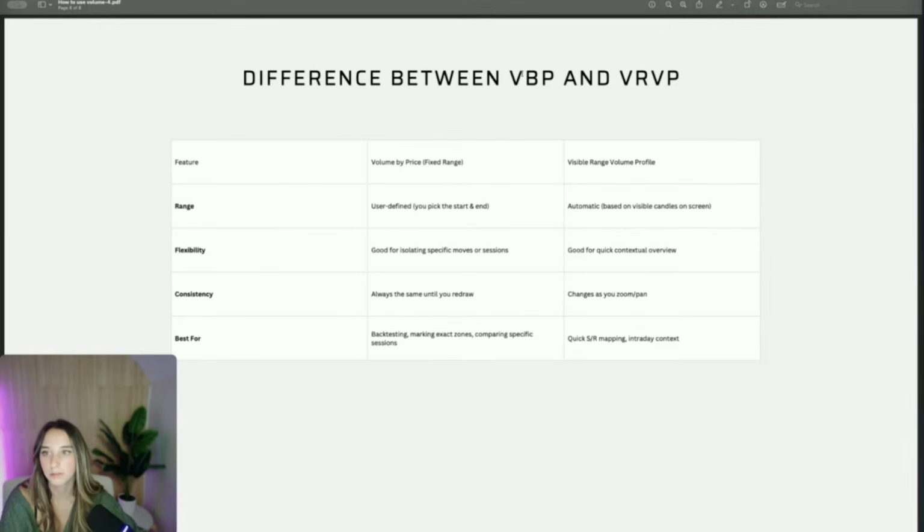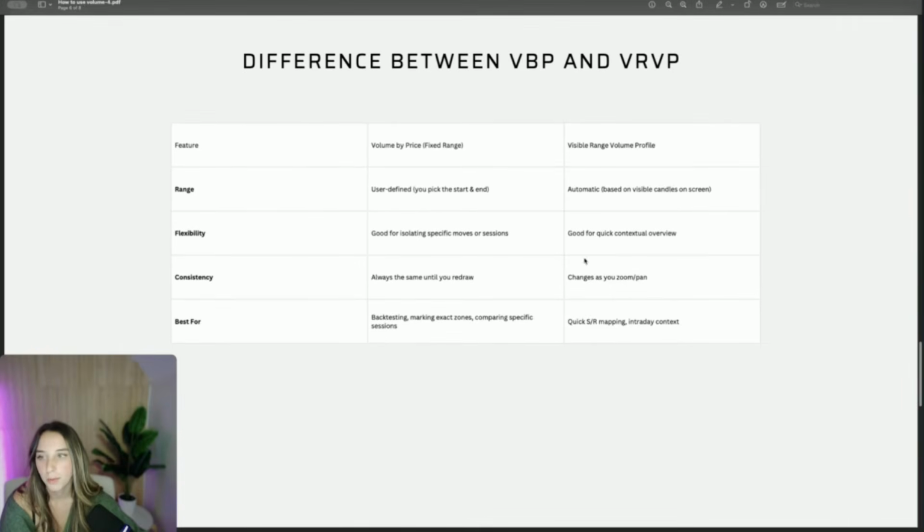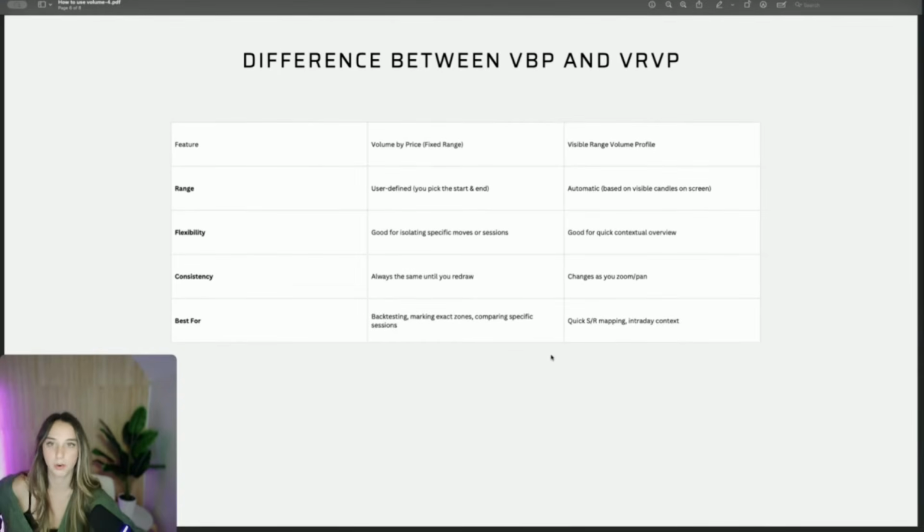The difference between visible range volume profile and volume by price is that with volume by price, you pick the start and the end of your volume, but the visible range volume profile is automatic. It's based on where you select your time frames. They're both great. They both work really well. Personally, volume by price is going to be better for backtesting, marking out exact zones, and all of that good stuff. But visible range is going to be best for looking at intraday context.